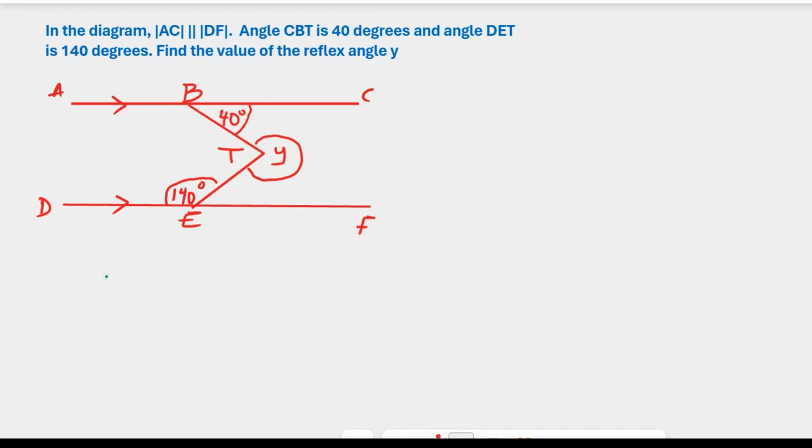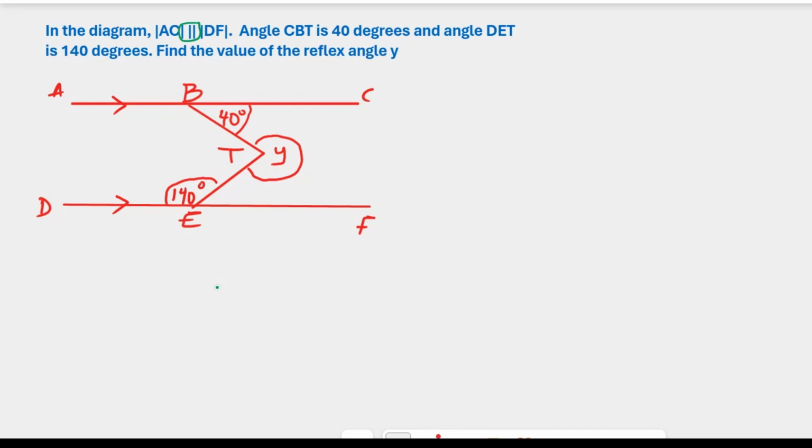AC is parallel to line DF. That's the symbol for parallel. So whenever you say something like that, it means parallel lines. Angle CBT is 40 degrees, and that is what we have here. And angle DET is 140 degrees. We are to find the value of the reflex angle Y. Reflex angles are more than 180 but less than 360 degrees. So the value of Y should be within this range.